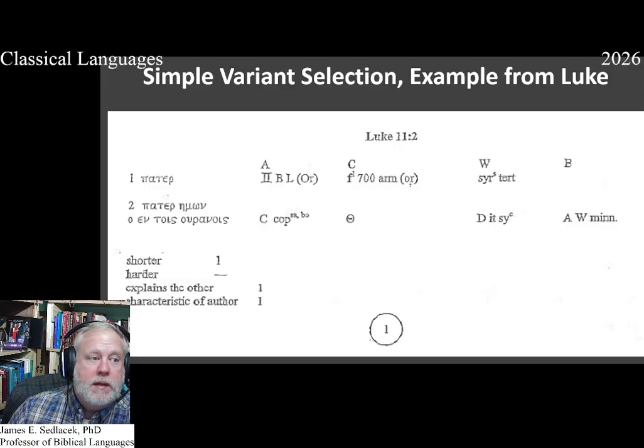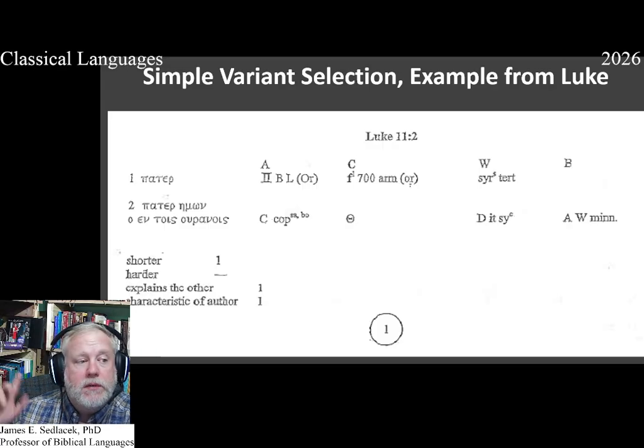So that gives number 1 the best score here. And then characteristic of the author, that's the broad one. This student did the work, noticing that Luke hardly ever qualifies father in the same way as some other writers might. So we could even argue possibly that the scribe who added ho in tois uranois was thinking of a different New Testament passage and added those phrases in there.